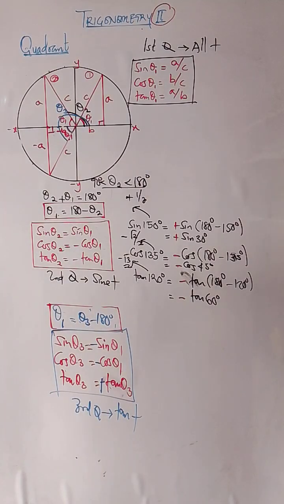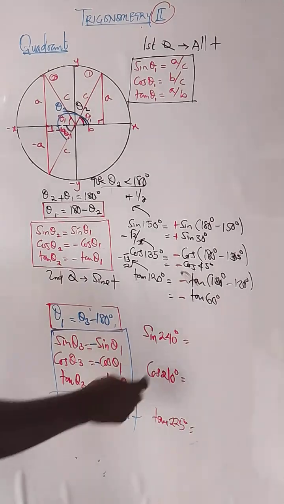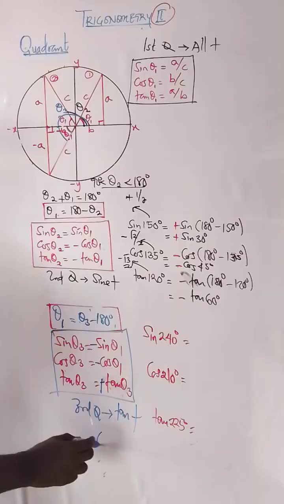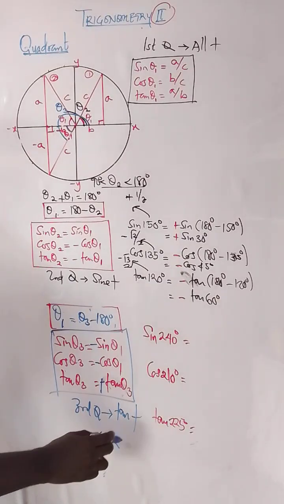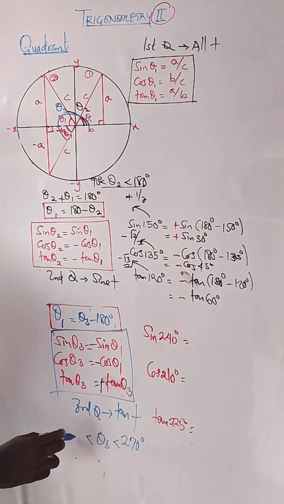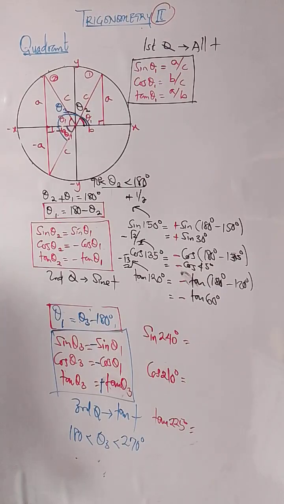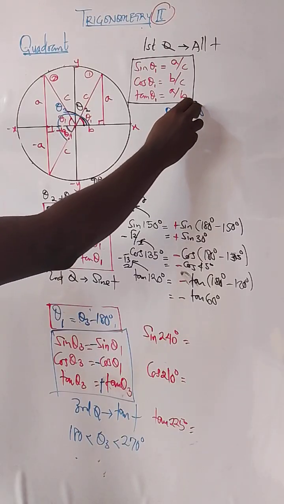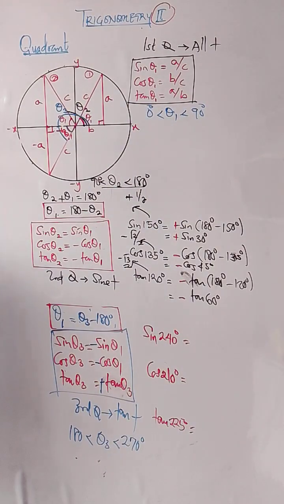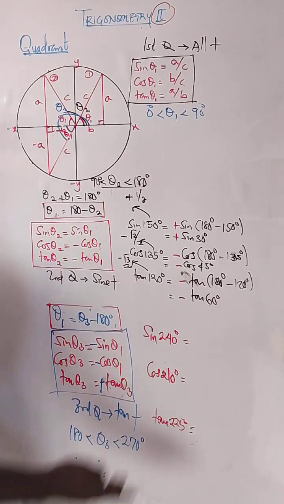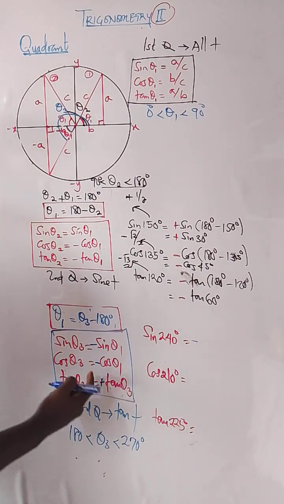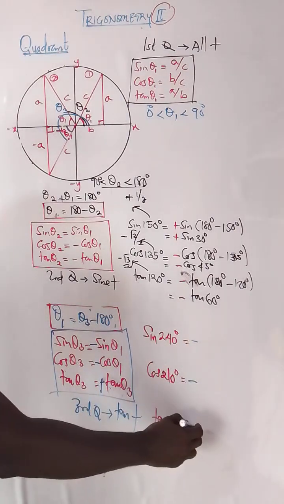Let's take examples on this. So look at this. 240, 210, 225, they are all angles in the third quadrant. Why? Angles in the third quadrant, theta 3, are not up to 270, but they are more than 180. So these are angles in the third quadrant. First quadrant angles, theta 1, are less than 90 but more than 0. So first we identify what quadrant those angles fall into. Here the angles fall in the third quadrant. So in the third quadrant what happens? Sine is negative, cosine is negative, tan is positive.